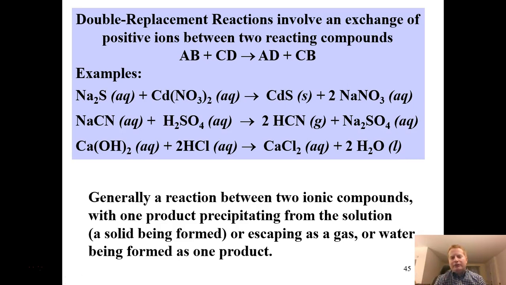So as long as you didn't form aqueous and aqueous, you did form something new, and a double replacement reaction did in fact occur. So the definition: a general reaction between two ionic compounds with one product precipitating from the solution, in other words a solid being formed, or escaping as a gas, or water being formed as one product. So that's what we're looking at.